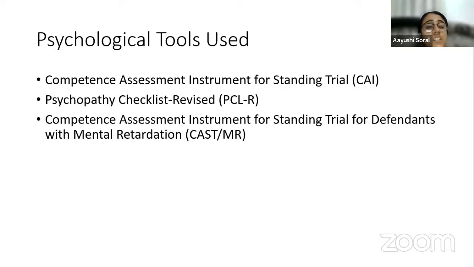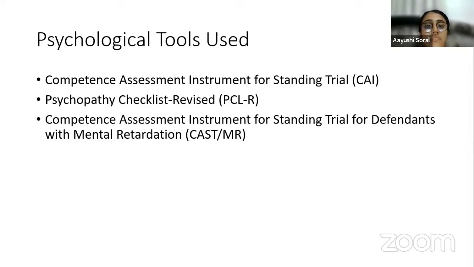I have mentioned there are several other tests. There are some personality tests also, like MMPI, which is thoroughly used for forensic profiling. But I have mentioned these 3 tools which are more oriented towards legal rights, the forensic part. The first is the Competence Assessment Instrument for Standing Trial. The other one is the Psychopathy Checklist Revised. And the third one is the Competence Assessment Instrument for Standing Trial for Defendants with Mental Retardation.